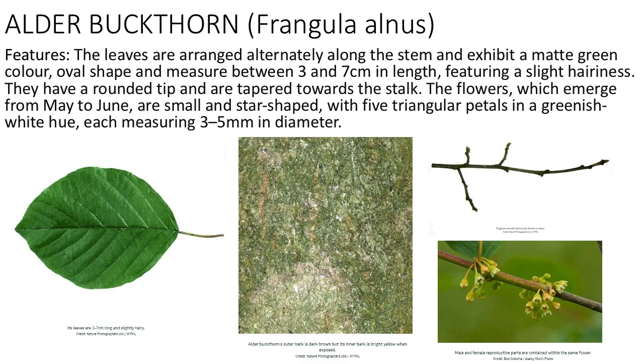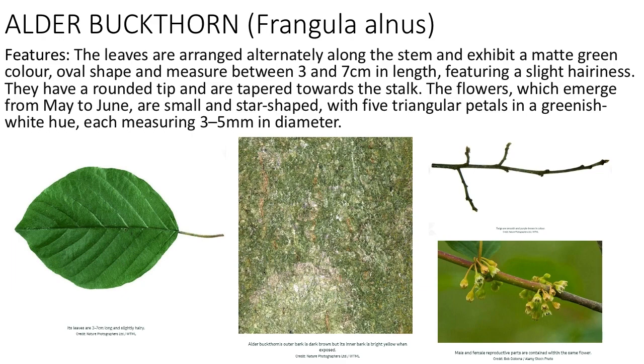The flowers, which emerge around May to June, are small and star-shaped, as you can see in the bottom right-hand picture, with 5 triangular petals, and they have this greenish-white hue. Each measures maybe 3 to 5 millimeters in diameter. So those are quite distinctive little flowers for the alder buckthorn, and it can take the form of a little kind of bushy tree, this species, and mature trees can be about 4 to 5 meters tall.